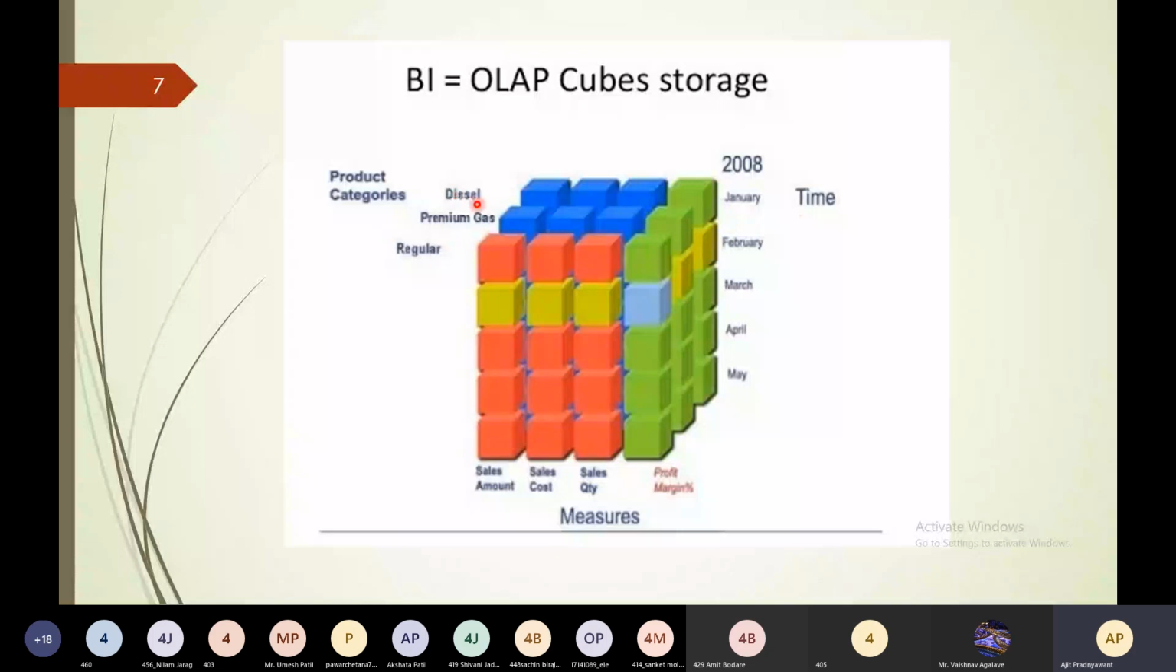If you want to understand the diesel sales amount in January, you have to retrieve this figure, whatever is present in this cube. If you want to know the profit margin in May, you can retrieve whatever value is present in this small cell. So this is how data is stored in OLAP cubes. Now you can understand what is meant by an OLAP cube, and it will help you to do the different operations on the OLAP cube.